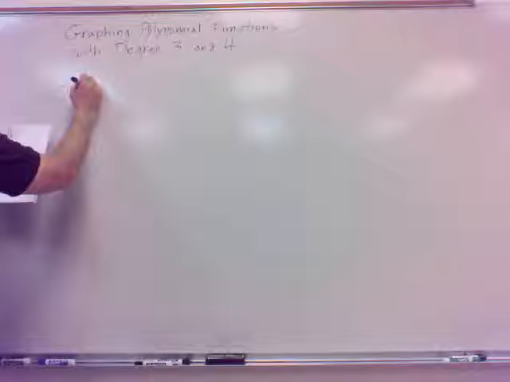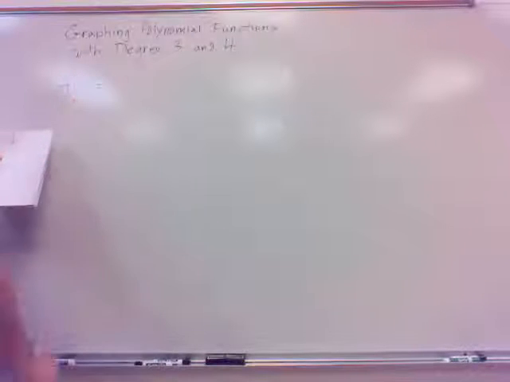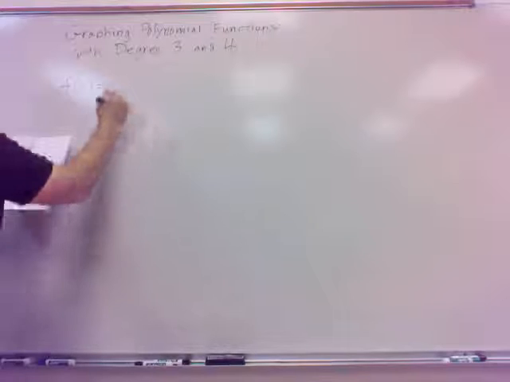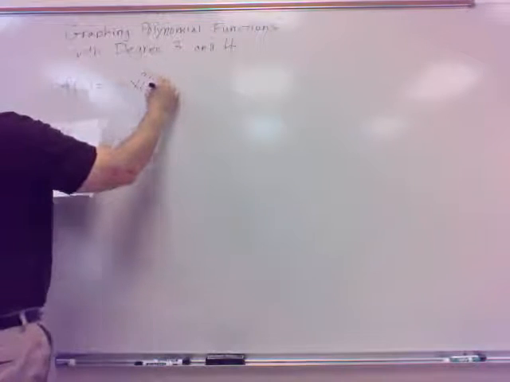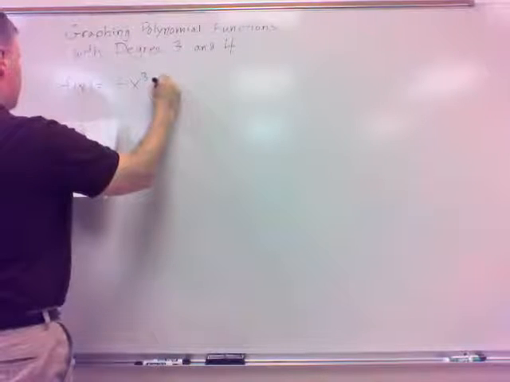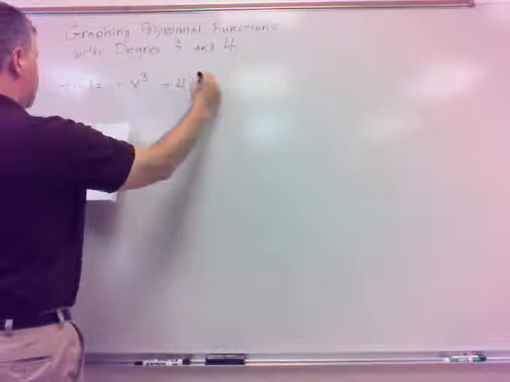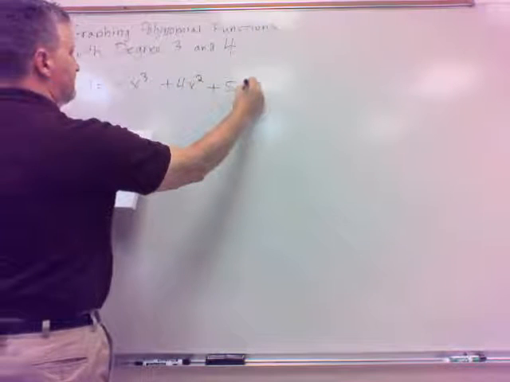Polynomial functions with degree 3 and 4. We looked at these a little bit, a couple of them, but let's look at a couple more of them. Let's start here today, first of all, with f of x equals negative x to the third plus 4x squared plus 5x.